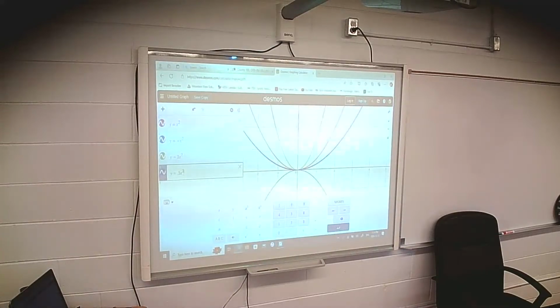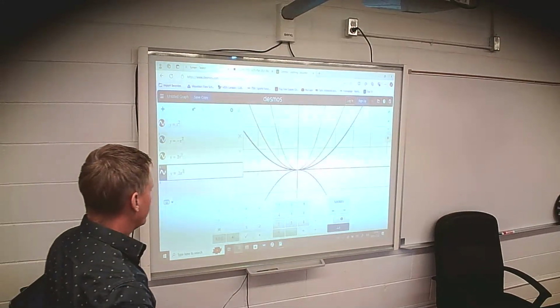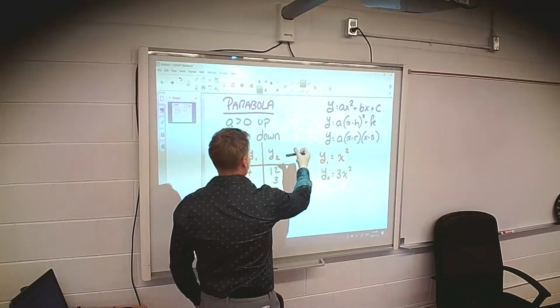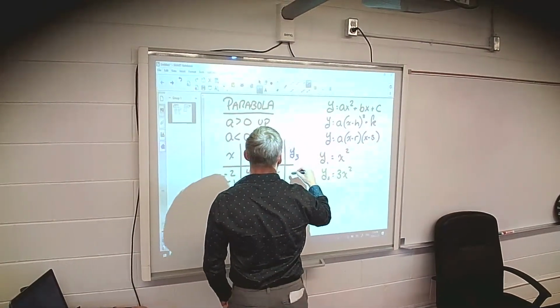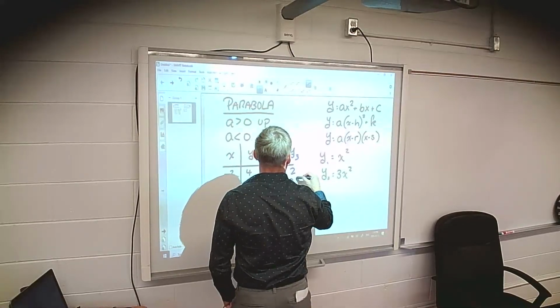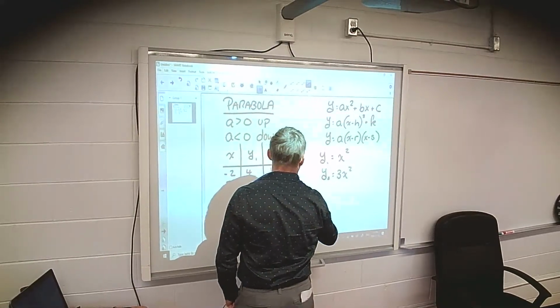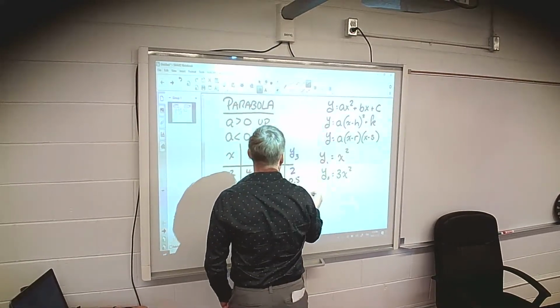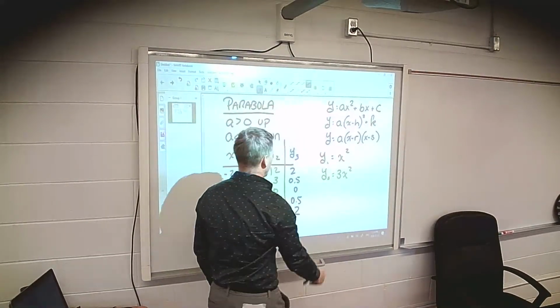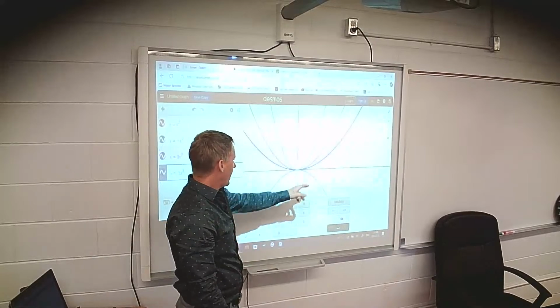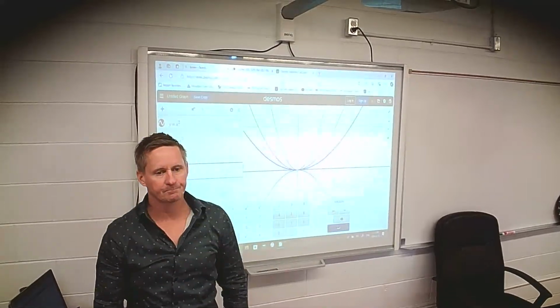It's wider because it's going to go up slower, because now I'm taking my x squared value and I'm timesing it by 0.5. So rather than multiply it by 3, in this case my blue graph, y3, would be 2, 0.5, 0, 2, 0.5, 2. So that's why that graph goes wider now.